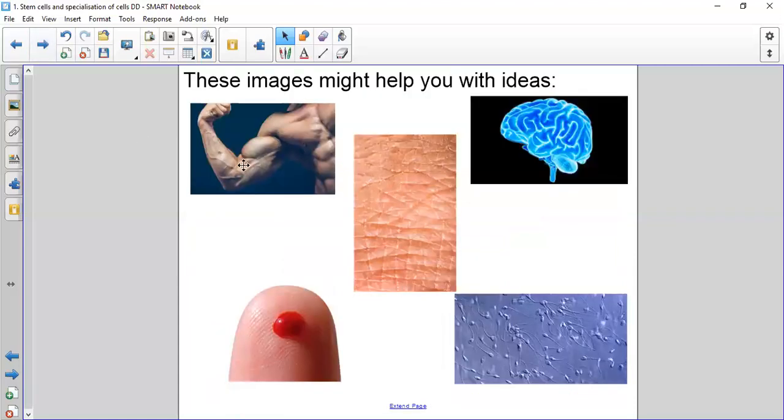Right, there's some ideas that might help you with different types of cell. So here we've got sperm and a brain. Hopefully you can maybe work out that that's a bit of skin. This, well, we've obviously got skin here, but what we're really interested in here is muscle. And this is a fingertip, but what we're interested in there is the blood. Okay, so if that's enough help, you can pause it now and get going.